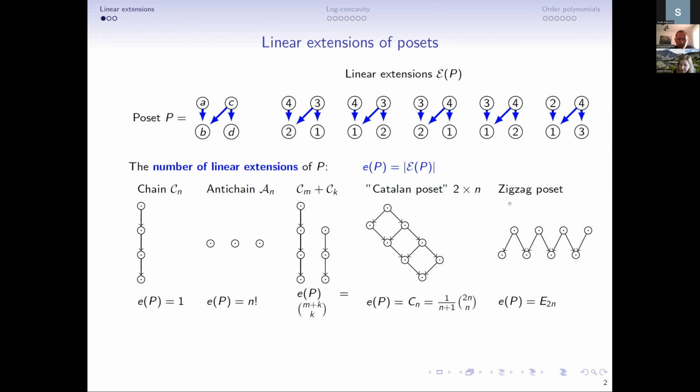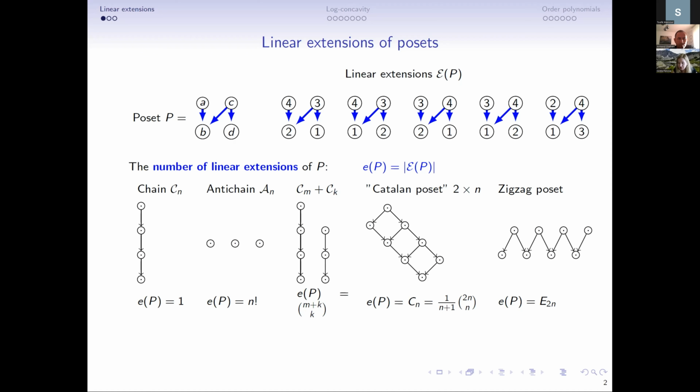And here, this zigzag poset. So we have some elements that are bigger than their neighbors. If you assign numbers here and you read them along this snake, then you get an alternating permutation. And the alternating permutations are counted by the Euler numbers, and we know that the exponential generating function is secant and tangent in this case.